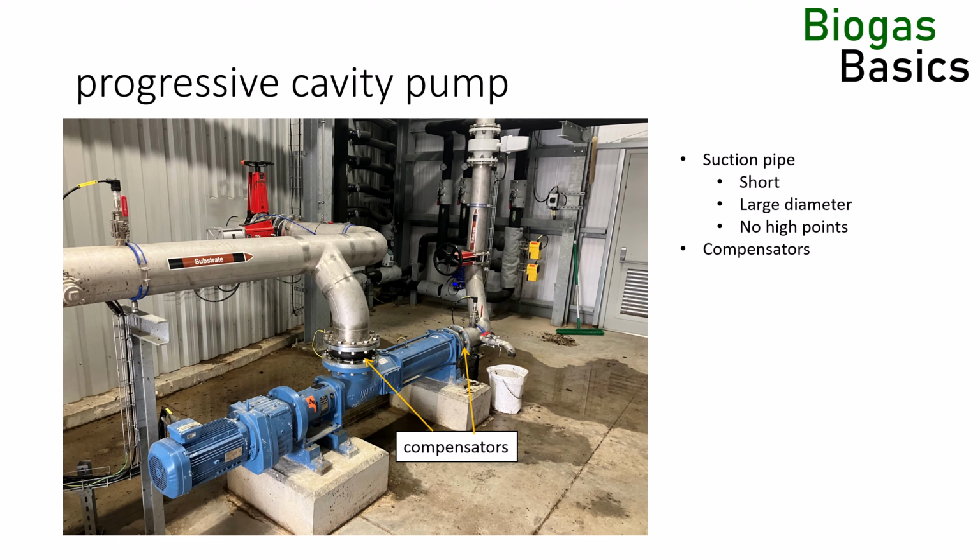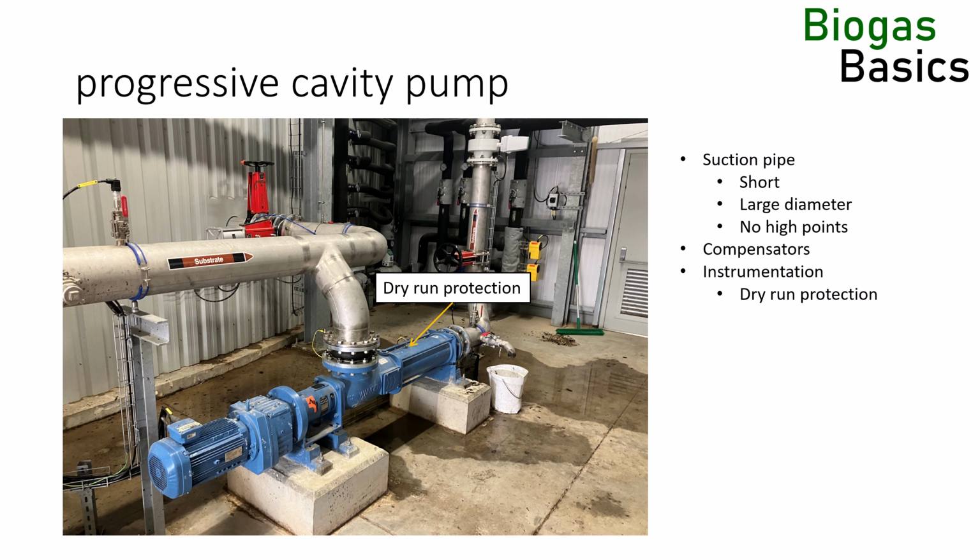Each progressive cavity pump should have a dry run protection. This is a thermocouple inserted into the stator. If the pump runs dry, the friction between rotor and stator will heat up the stator, and the thermocouple will pick up the temperature rise and stop the pump. At the outlet of a progressive cavity pump and upstream of the first valve is a pressure sensor. If the sensor picks up a high pressure, it stops the pump.